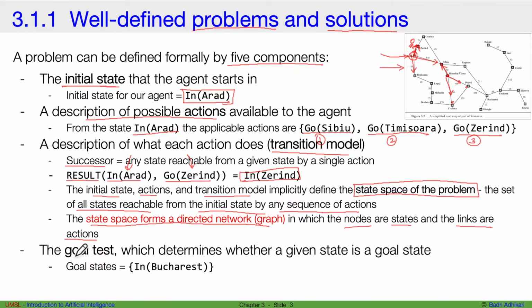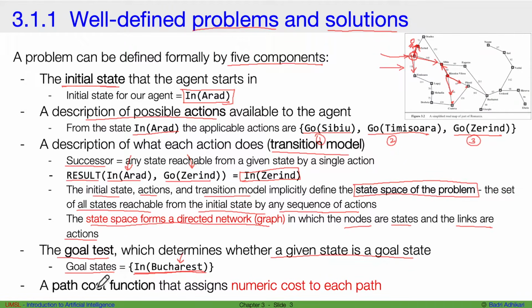The next component is goal test. What this component determines is whether a given state is a goal state or not. So for this, we will also need to define goal states. In our case, the goal state is simply the list of cities where we want the agent to be, which now only has one element. So our goal states are this: in Bucharest is our goal state. And goal test is a mechanism which allows us to check whether the agent is at the goal state or not.